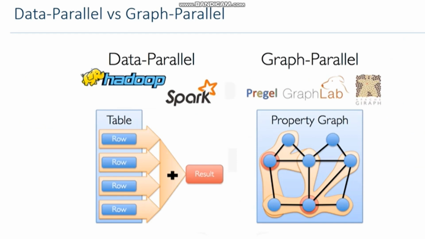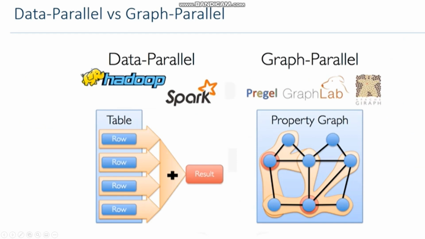Now we need to know the difference between the two types: data parallel and graph parallel. Each one has a different format, but both of them deal with data. Data parallel systems such as Hadoop and Spark focus on distributing data across multiple nodes and systems.